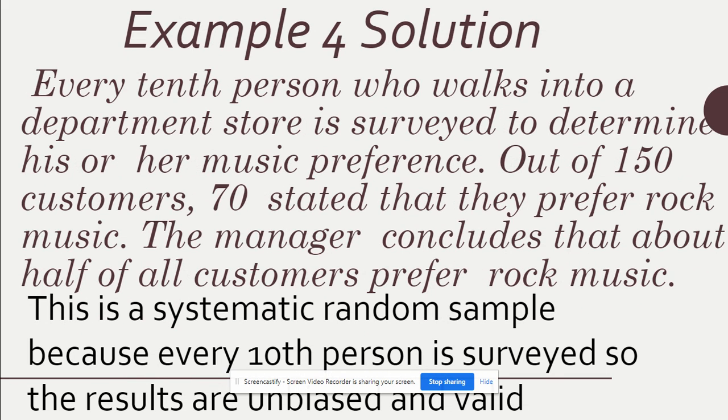It is systematically random because every 10th person that walks into the department store, whether male or female, gets surveyed about their taste in music. So systematically random based on numbers. So these results could be considered unbiased and they would be valid. So that's just a little bit of an overview.